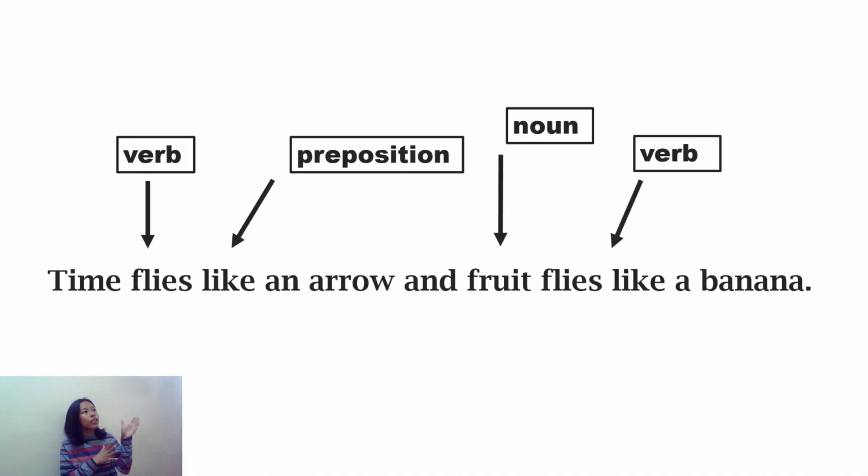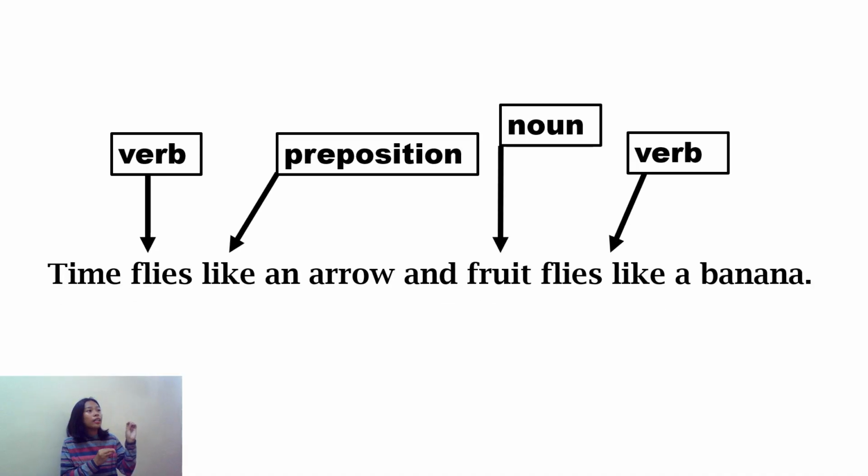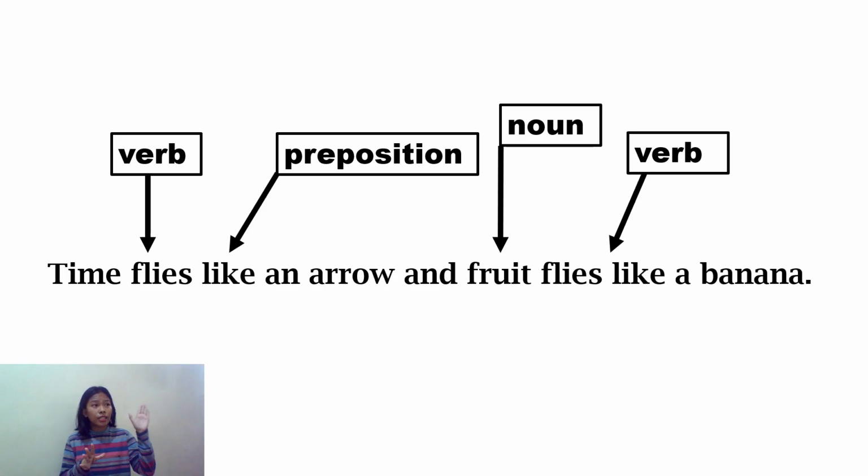As you can see here, we have a compound sentence composed of two independent clauses. The parts of the sentence have different word classes, right? It could be a noun, a verb, or a preposition, but there are also different relations among the words, okay? So that is the syntactic structure.